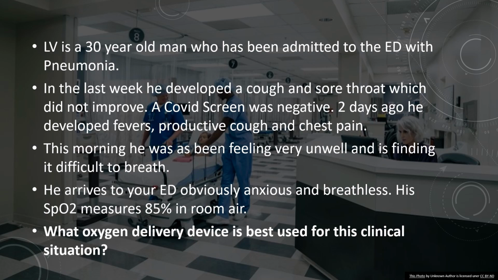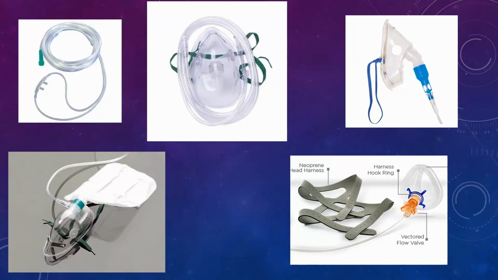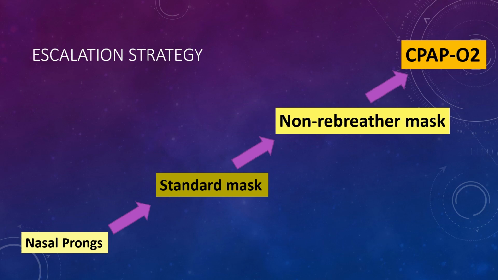Our options are nasal prongs, the standard oxygen mask, the Venturi face mask, the non-rebreather mask, and the O2 CPAP mask. Now, the escalation strategy we should be applying when using these devices is as follows. This escalation strategy is a useful way to structure an approach to selecting an oxygen delivery device in the clinical situation. It is based upon the increasing oxygen concentration that each device is capable of delivering.